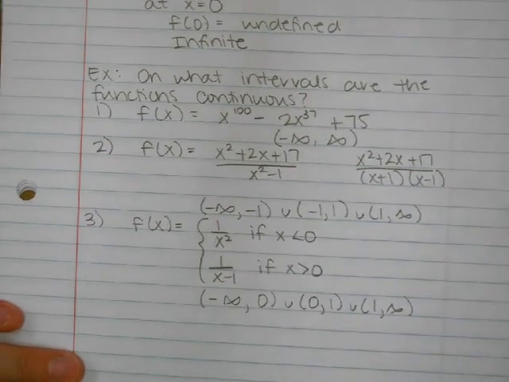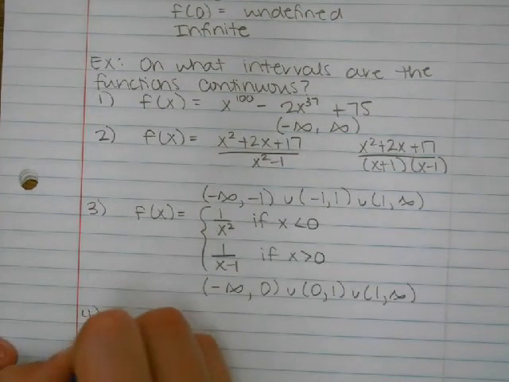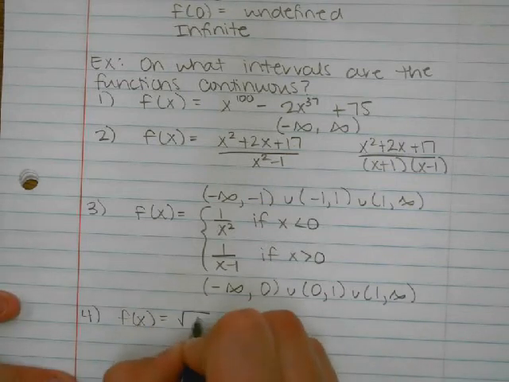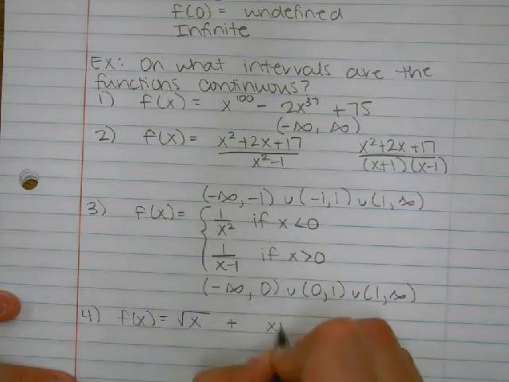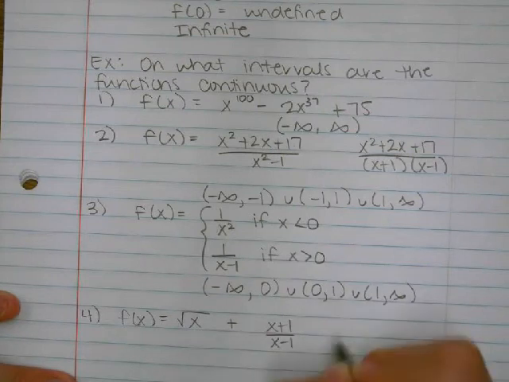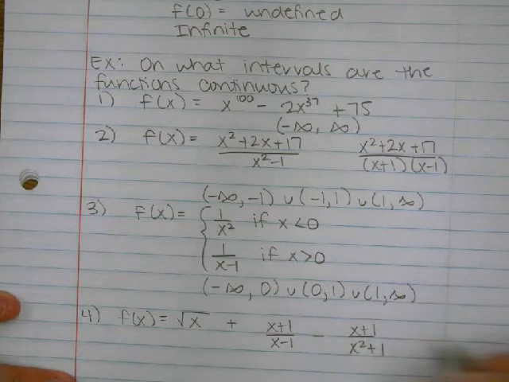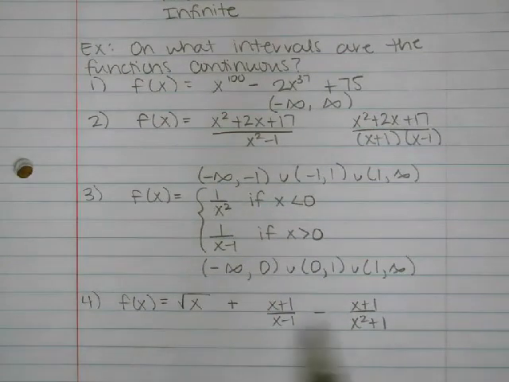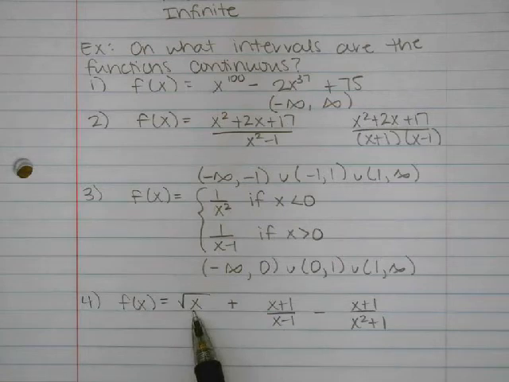All right, and then we'll look at one more, and this one's just going to be like a weird combination of a bunch of different things. So we're going to say square root of x plus x plus 1 over x minus 1 minus x plus 1 over x squared plus 1. So this is a function that's a combination of functions. We've got two rational functions that are continuous on their domain. And we have a root, which is also continuous on its domain.